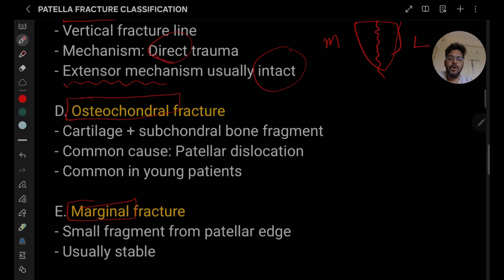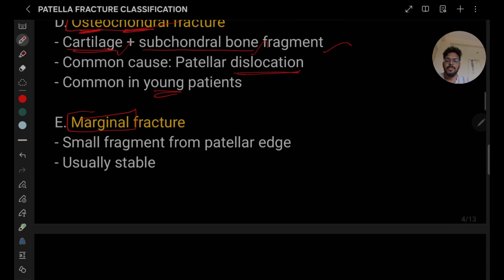Then osteochondral fracture. The word itself says it has osteo and chondral. Osteo means bone and chondral means the cartilaginous part. So what is the bone? The subchondral bone and the cartilage. Near the articular area, the cartilage and the subchondral bone get fractured as a fragment. This is mainly because of patellar dislocation. In patellar dislocation, there are osteochondral fractures, and this is usually seen in young patients.